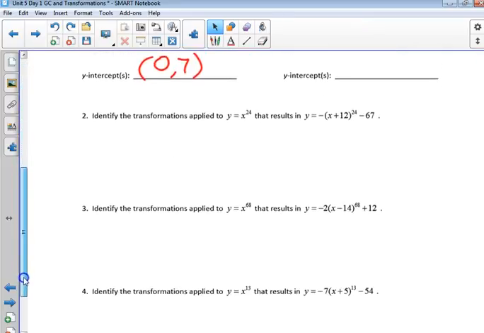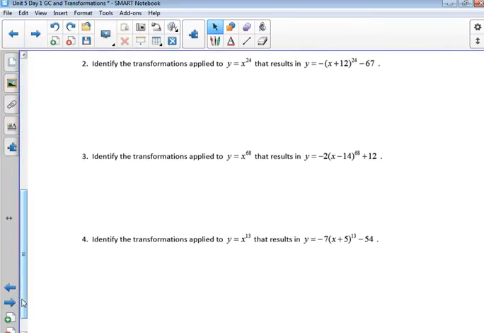All right. Let's knock these out so we can do some factoring practice. Identify the transformations applied to the function y equals x to the 24th that results in this function. All they are asking you for are the transformations. Do I care that the parent function is y equals x to the 24th? No. The only reason I would need that is if they were asking me for end behavior. Okay? That would be the only helpful thing. In this case, it is literally just transformations.